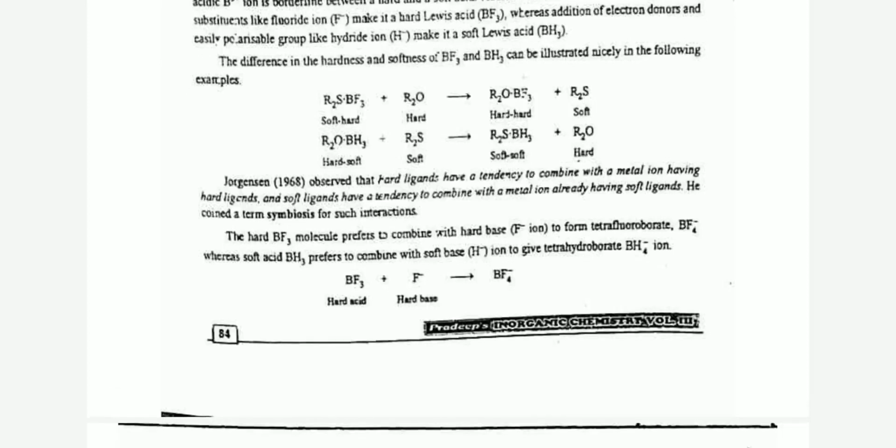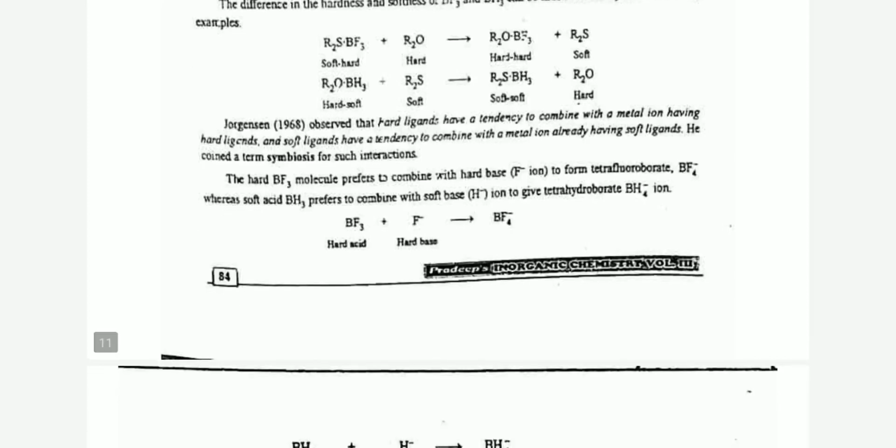R2S. FBF3 plus R2O gives R2O BF3 plus R2S. R2O BH3 plus R2S gives R2S BH3 plus R2O.